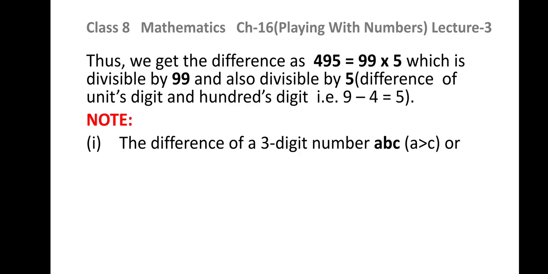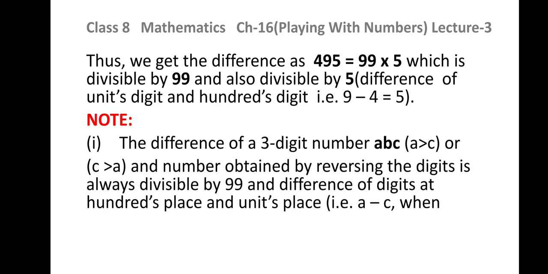The difference of a 3-digit number ABC, when A is greater than C or C is greater than A, and the number obtained by reversing the digits is always divisible by 99, and by the difference of the digits at hundreds place and units place, that is A minus C when A is greater than C or C minus A when C is greater than A. Dear children, as it was told in the previous lecture, you are supposed to use these points directly in the questions. You are not supposed to solve them. Direct results will be used.